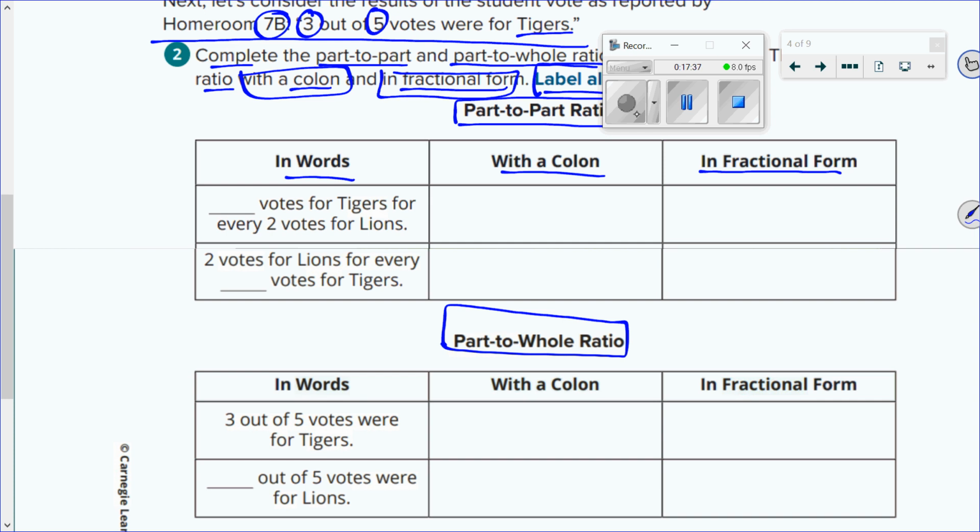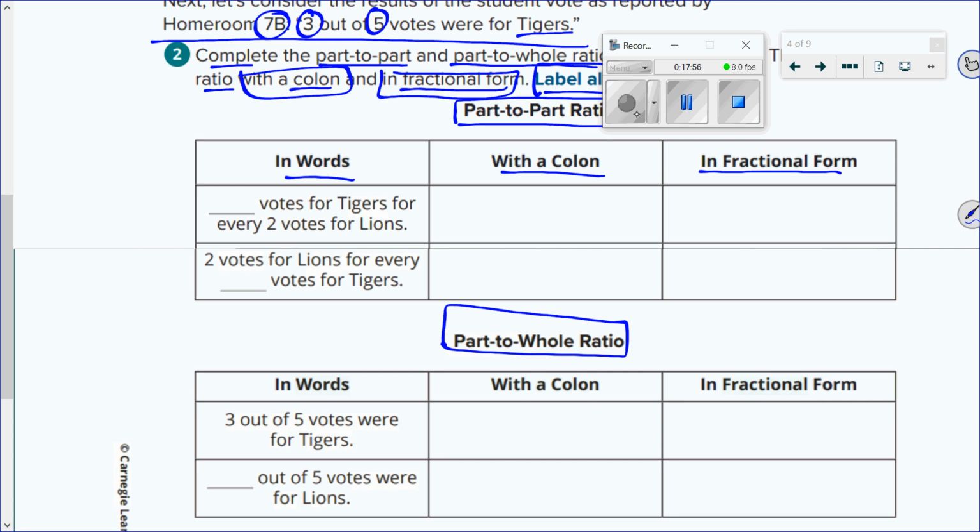So in words, even though they said it was 3 out of 5 votes were for the Tigers, that gives you the information you need for a part-to-part, doesn't it? Because if it was 5 total votes, 3 for the Tigers, how many were for the Lions?